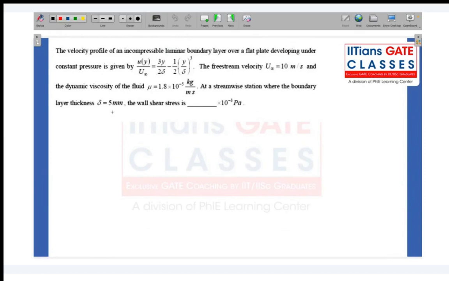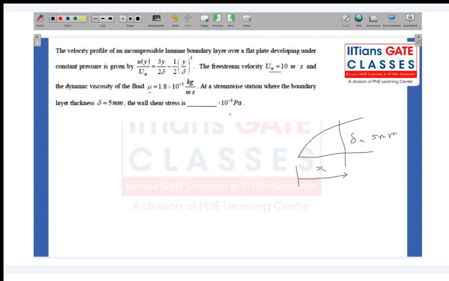So basically, they're telling you there's a flat plate, there's a boundary layer developing over the flat plate, and let's say at any given location where boundary layer is delta, the profile of the velocity varies by the equation. I've told you what is u infinity and what is mu. Now they're telling there's a streamwise location where the boundary layer thickness is 5 mm. So somewhere from the leading edge, let's say at some x meters from the leading edge, there's a location where delta is 5 mm. They're asking us to find out what is the wall shear stress.